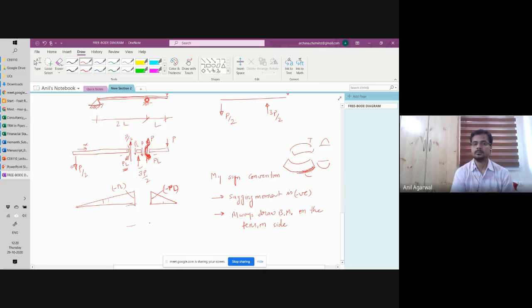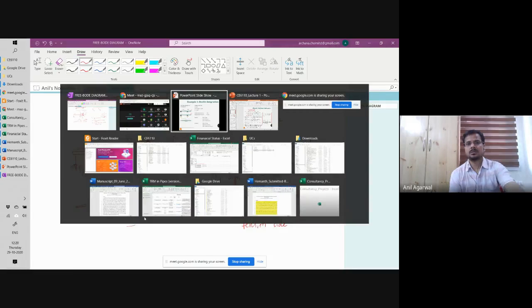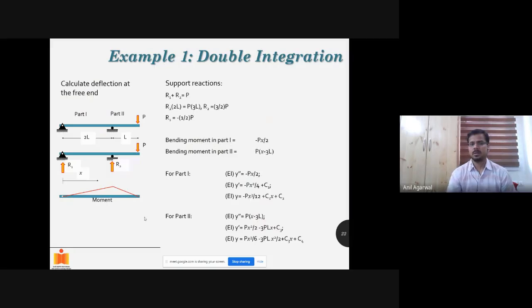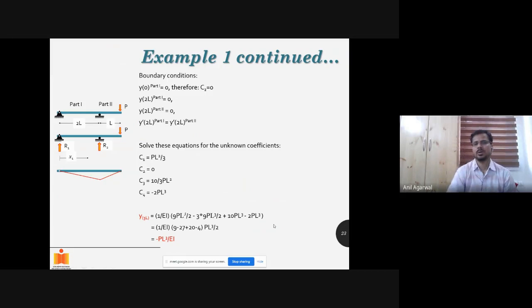Fine. So this is how you calculate the bending moment diagram, and then there are steps given in this method in these couple of slides where you can go through the steps. There will be the double integration method, right? I'm sure you are familiar with the double integration method. I don't want to go through the step-by-step process.